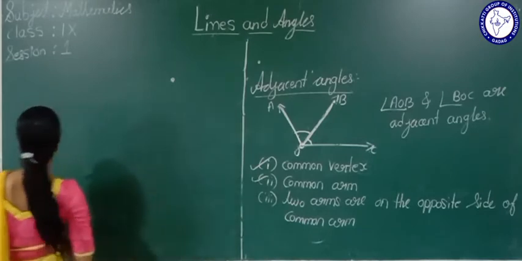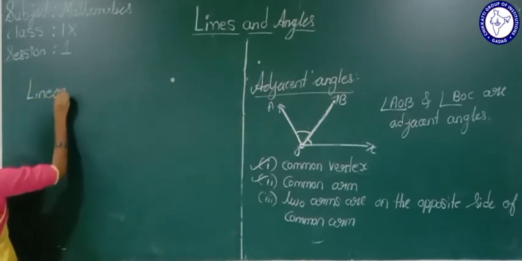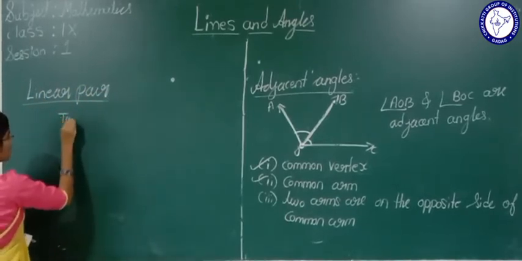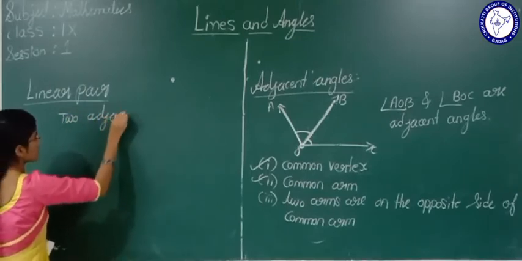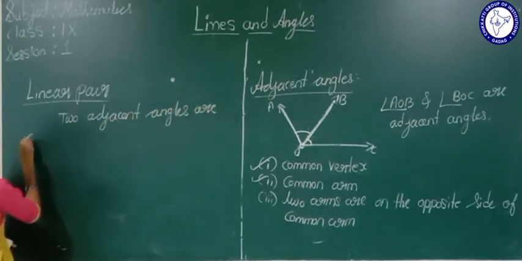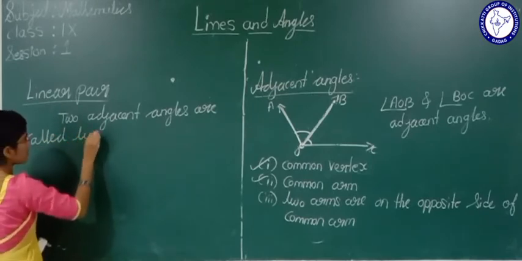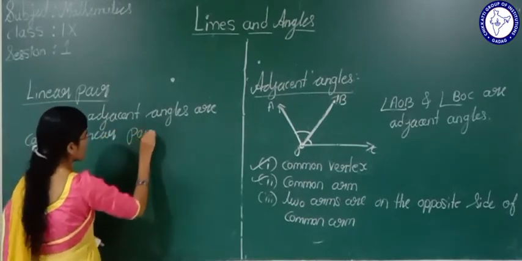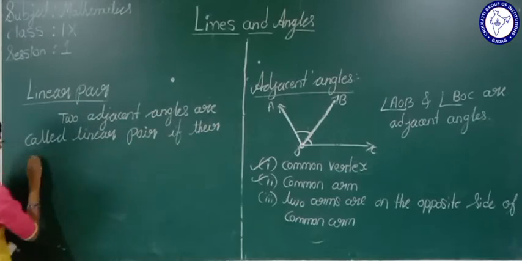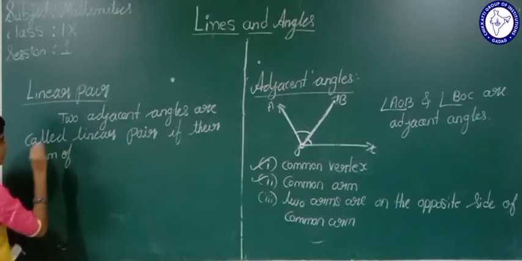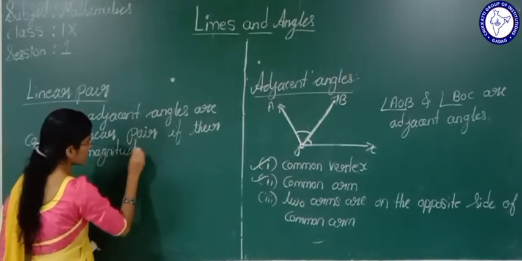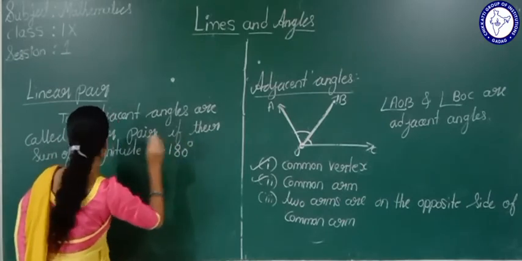The next definition is linear pair. Now see here, two adjacent angles are called linear pair if their sum of magnitude is 180 degree.